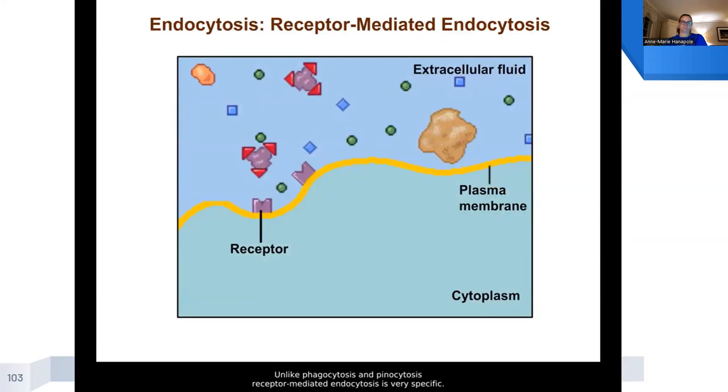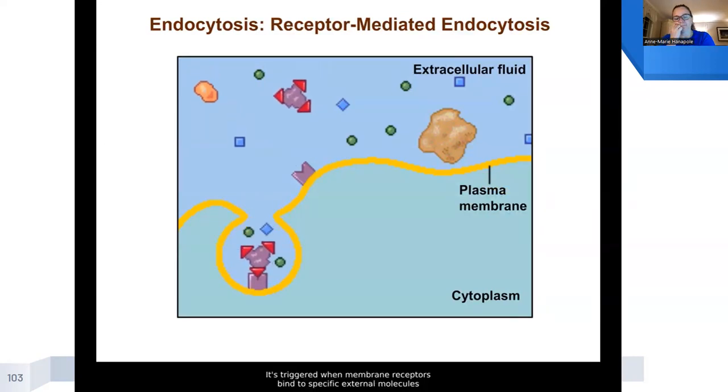Unlike phagocytosis and pinocytosis, receptor-mediated endocytosis is very specific and is triggered when membrane receptors bind to specific external molecules, such as protein cholesterol complexes or proteins bound to iron.